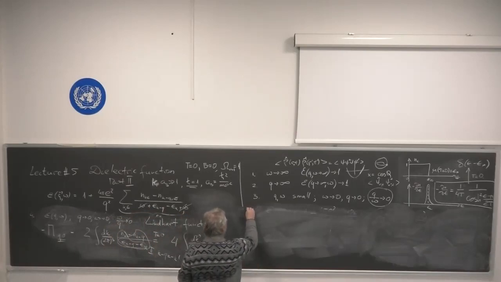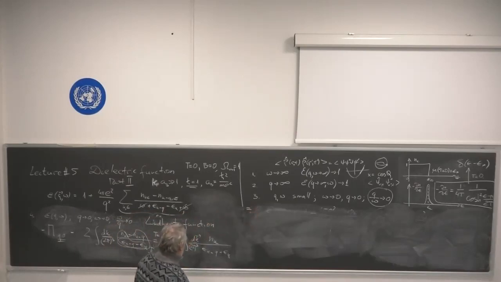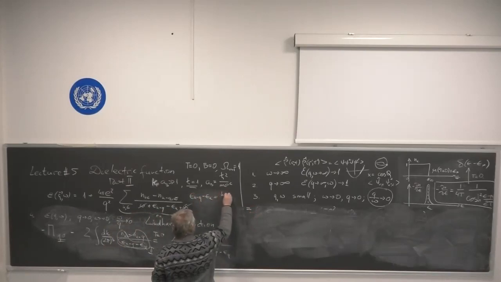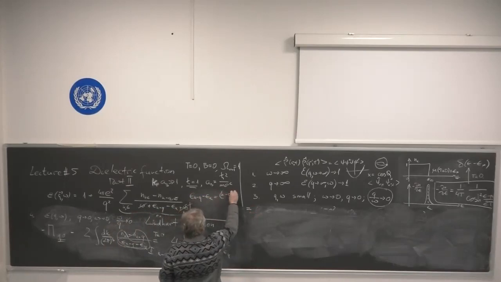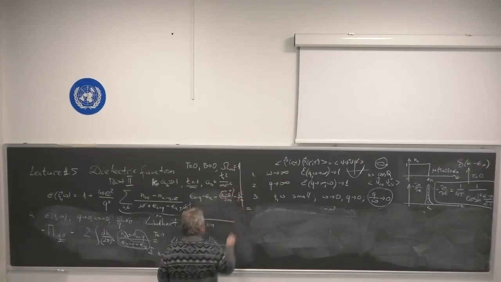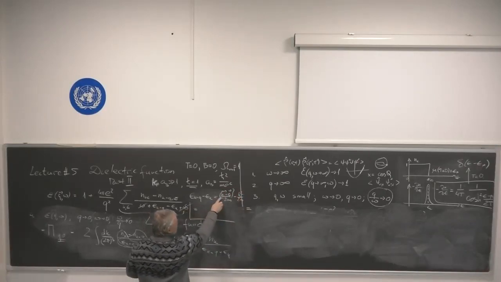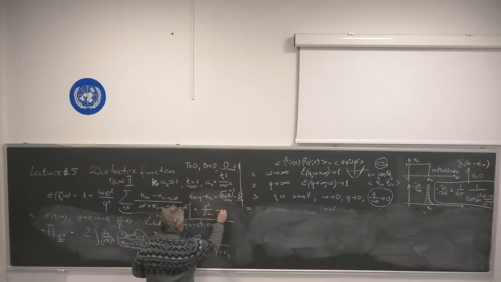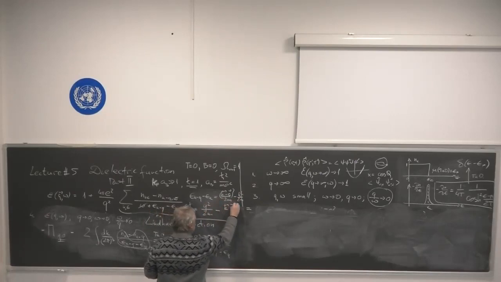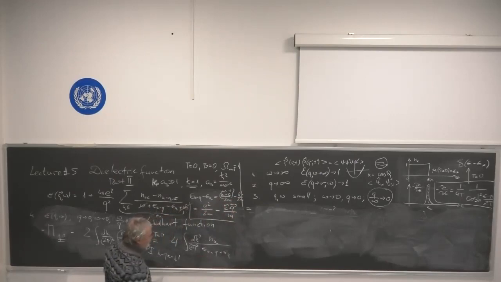Now I continue here. Epsilon k minus q minus epsilon k. Here, for calculations, I will use parabolic dispersion. Namely, my spectrum is k squared over 2m. So this is k minus q squared over 2m minus k squared over 2m. I open brackets and I obtain k squared over 2m cancels out. I get q squared over 2m minus k times q divided by m. So this is my denominator.